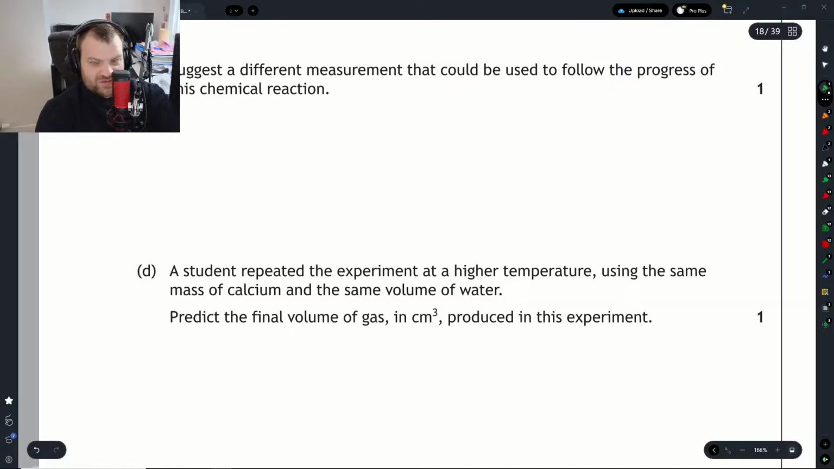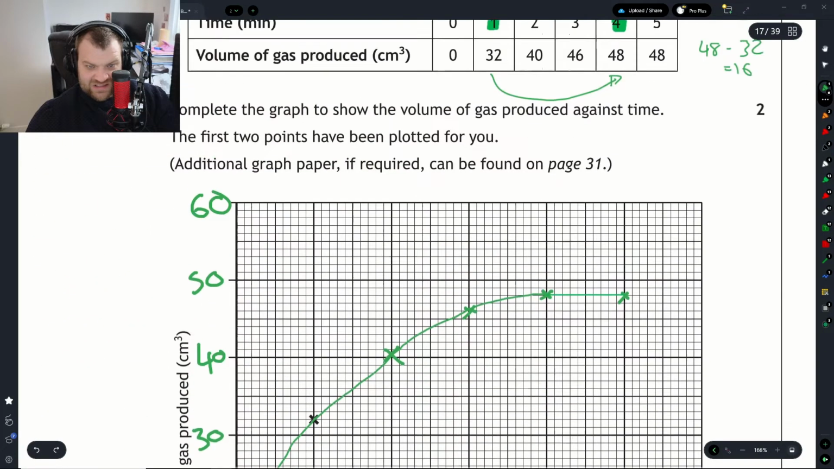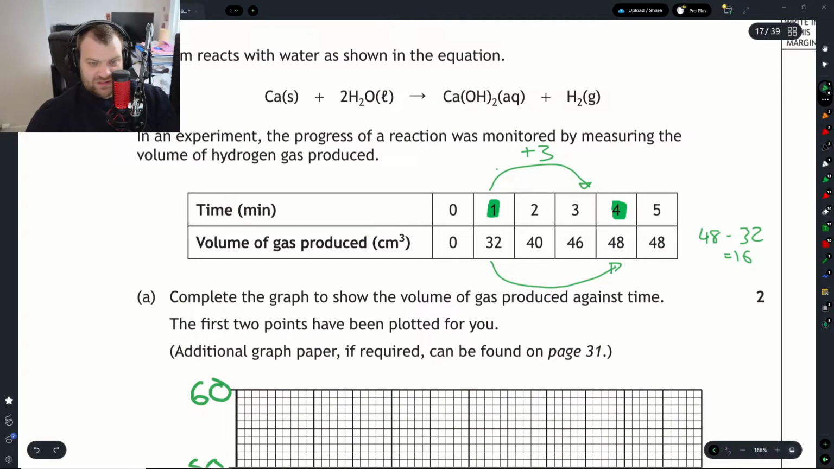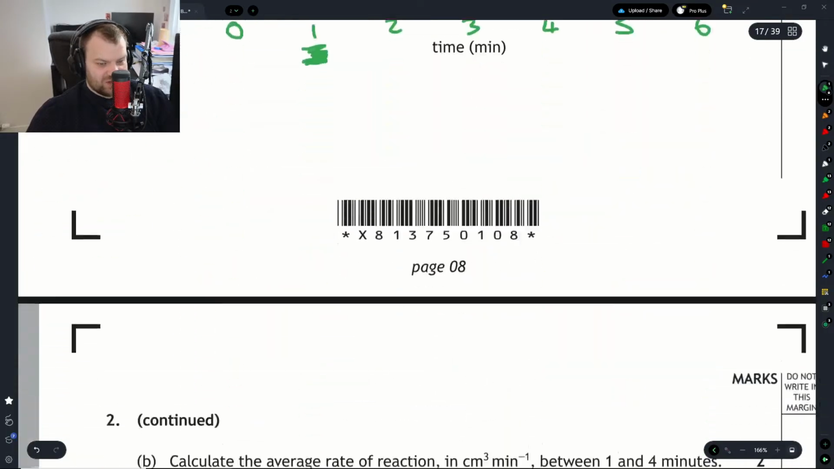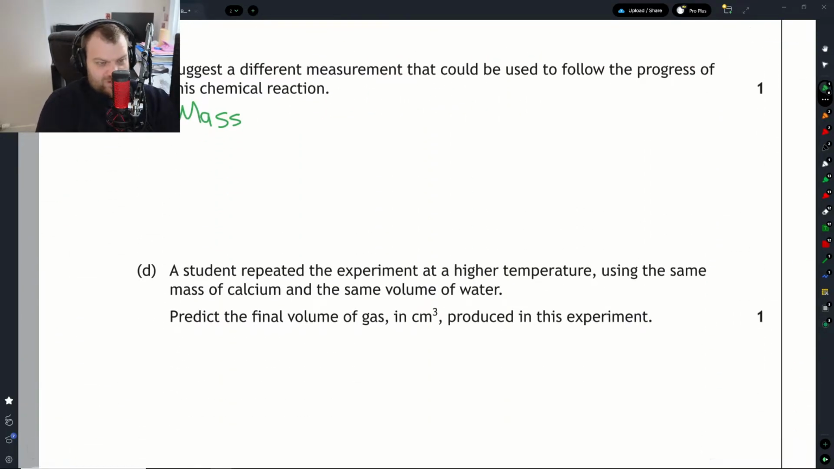Just a different measurement that could be used to follow the progress of this chemical reaction. If we're talking about a gas being given off, that will reduce the mass. So we could deal with the mass change. We have an acid, I believe. Let's have a look. We're making an alkali. We could follow the pH, which would tell us the change as well, because it will increase above 7 when the product's being made. So we can look at the change in pH. That would be another one.